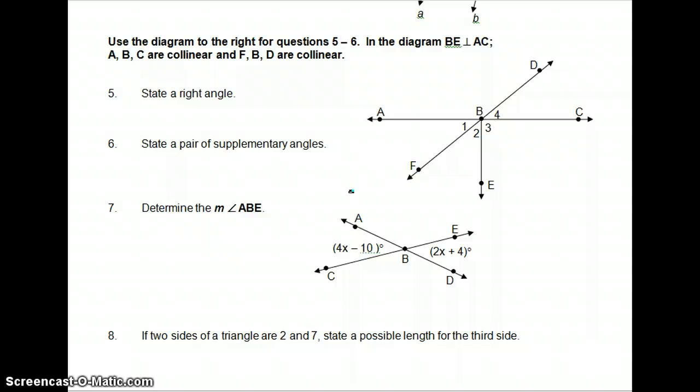Number 5 and 6, state a right angle and state a pair of supplementary angles given the information up here. Okay, we're told that the diagram BE is perpendicular to AC. So BE is perpendicular to AC. That tells us that this is a right angle and this is a right angle. And we're also told that A, B, and C are collinear, and F, B, and D are collinear. That means they form a line, and the line will equal 180 degrees.